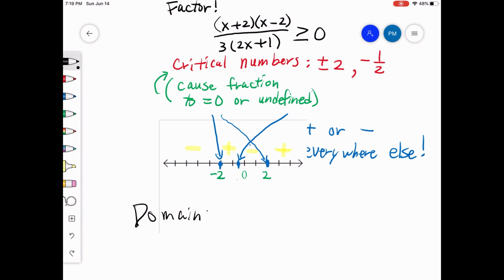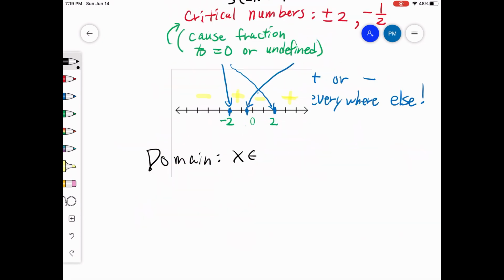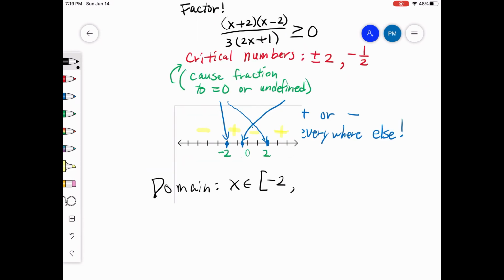So reading off this number line, what caused this factored out fraction to be greater than or equal to 0? Well, reading off of that, x should be in the interval that corresponds to the positive sign. So that's from -2 to 0, and then from 2 to positive infinity. Now, whether you include the endpoints or not depends on if your fraction equals 0 or undefined at those endpoints. And that's why at -2 is a bracket, and then negative 1/2, it's a parentheses because the function is undefined there.